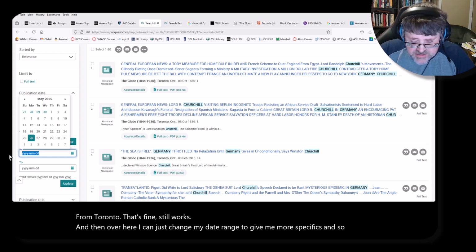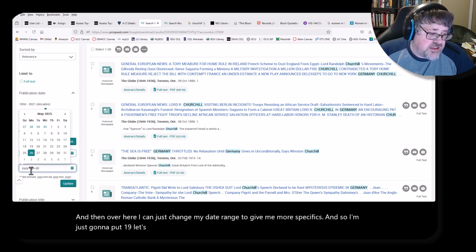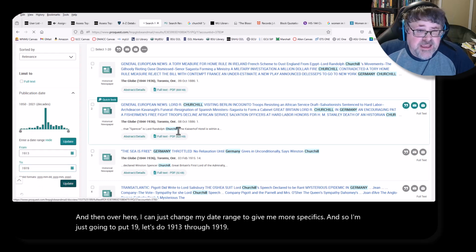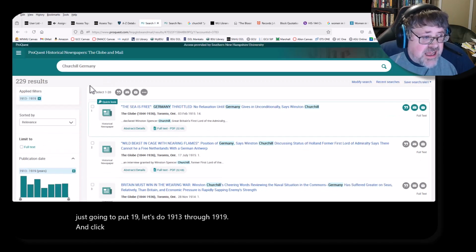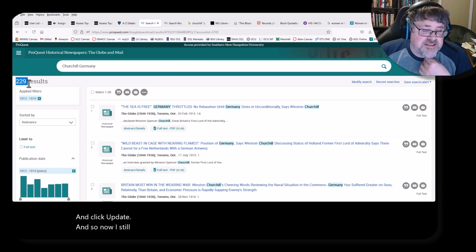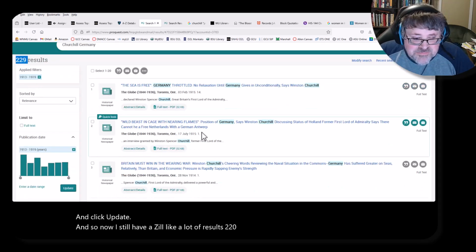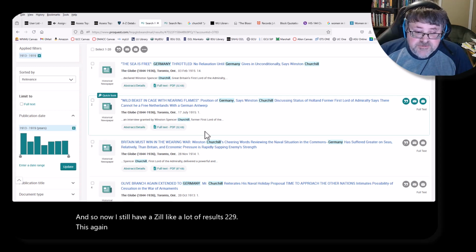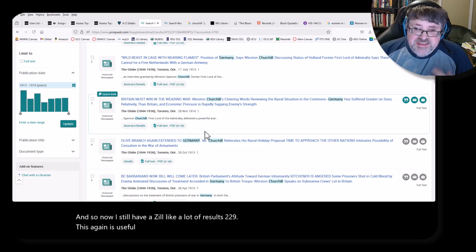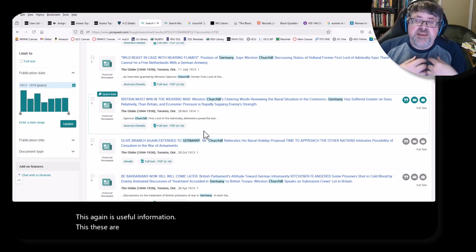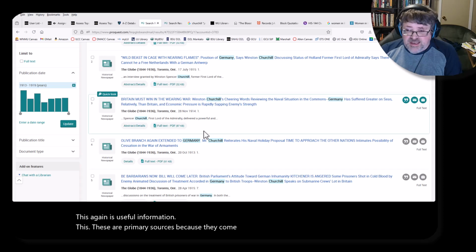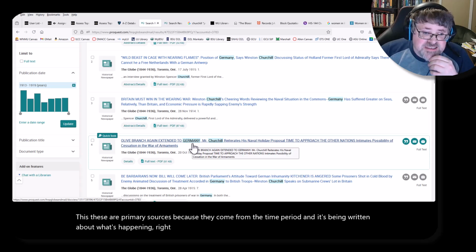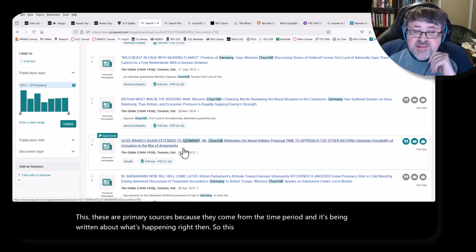And then over here, I can just change my date range to give me more specifics. And so I'm just going to put, let's do 1913 through 1919. And click update. And so now I still have a lot of results, 229. This again is useful information. These are primary sources because they come from the time period and it's being written about what's happening right then. So these are really useful.